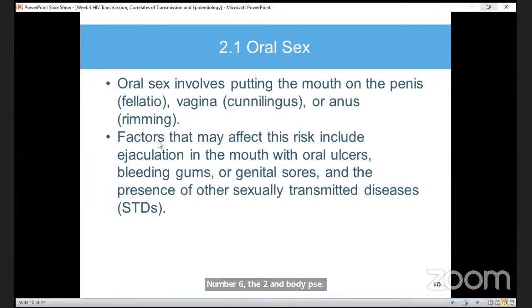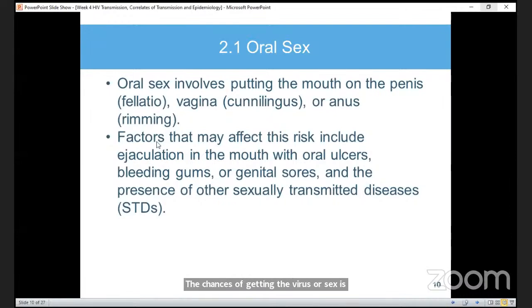the risk is limited, in all the different types, as you can see there. However, in the event that one of the partners has oral ulcers or bleeding gums or genital sores, and the presence of other STDs, or sexually transmitted diseases, then there are going to be chances of transmission. But if these factors I've mentioned are not there, then the chances of getting the virus through oral sex are very limited.